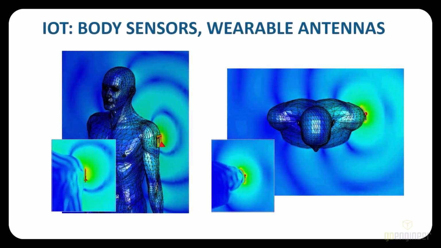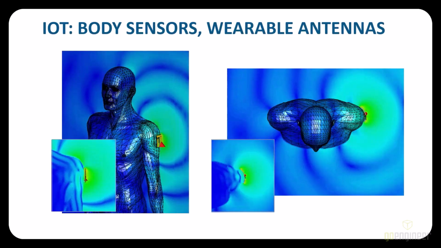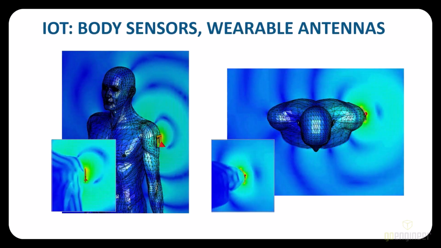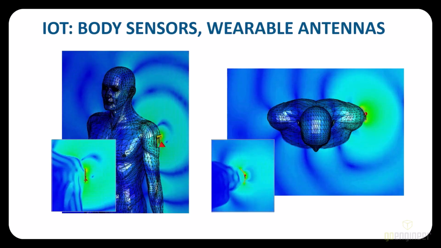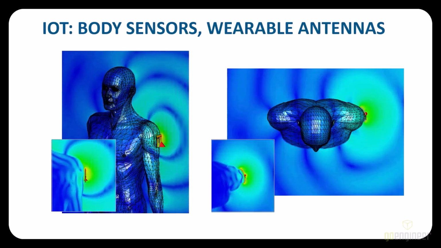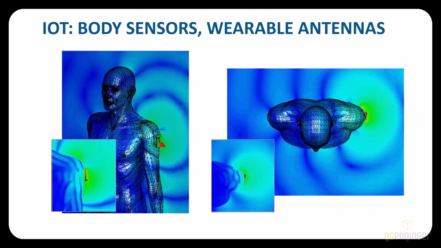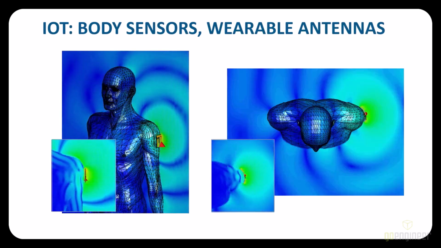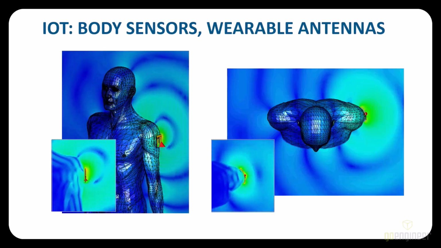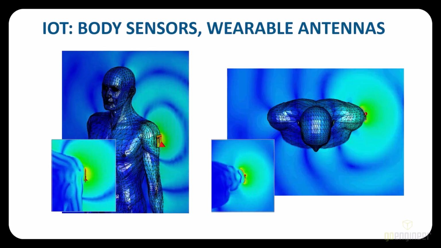Let's look at the simulated electric field distribution on the arm of a person wearing a smart tracking device. This could be an example of a Bluetooth, Wi-Fi, or GPS antenna inside the device. The image shows the phase animation of the near fields and how they propagate in free space around the body, on the body surface, as well as inside the body.